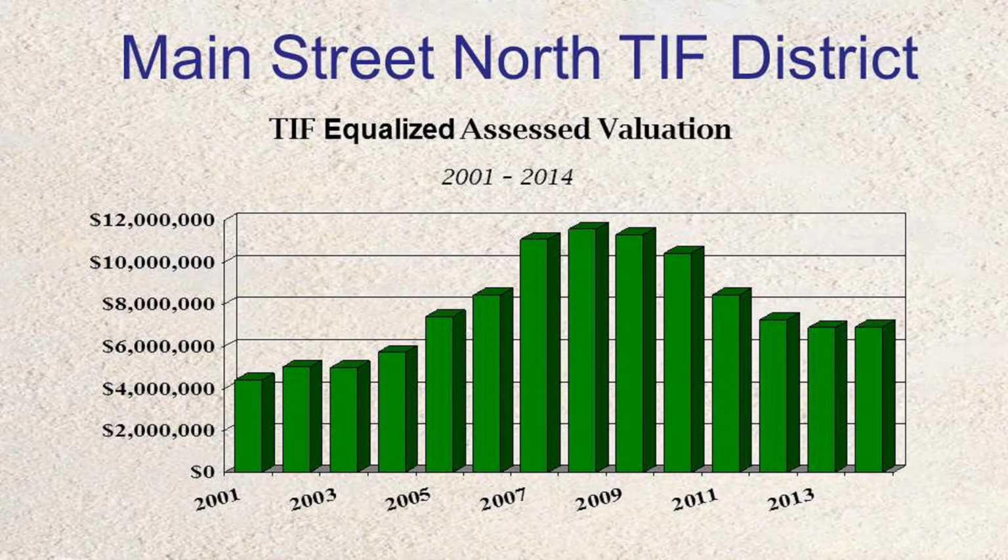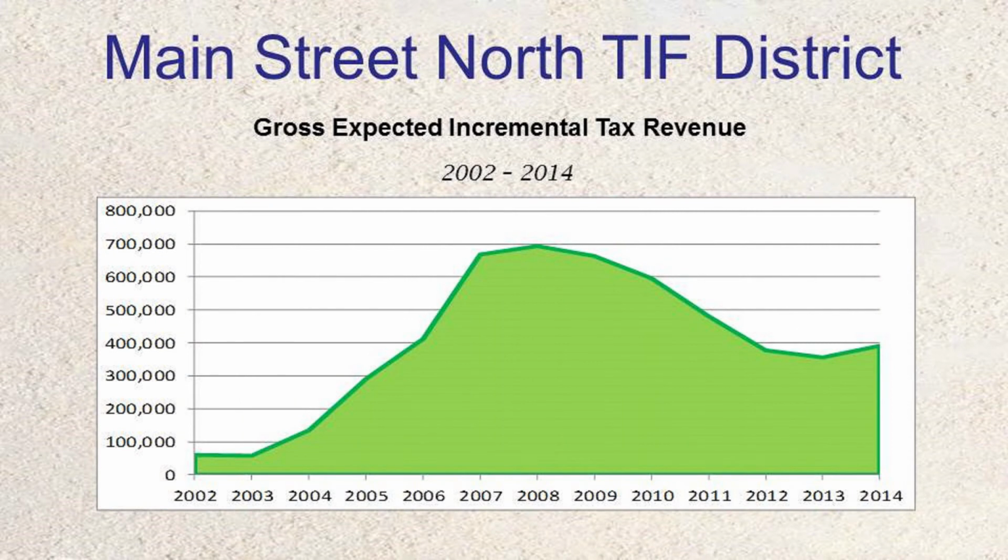Again, getting into the EAV, you'll see this trend, as I said before, where it peaks about 2009 and has declined. Again, 2014 has stabilized. We're hoping to see that trend continue. The incremental revenues, again, these revenues peaked around 2008, 2009, and then have declined as the values went down, but now again are on the upswing.